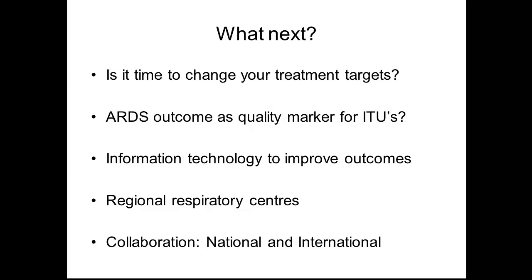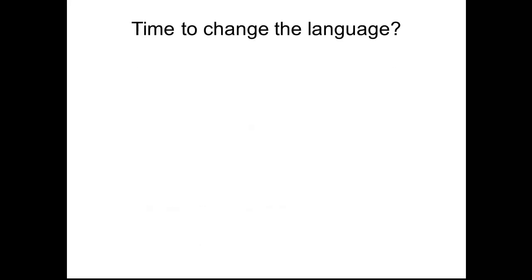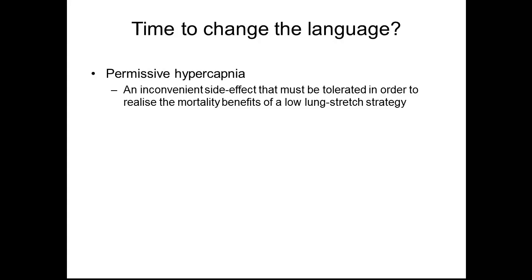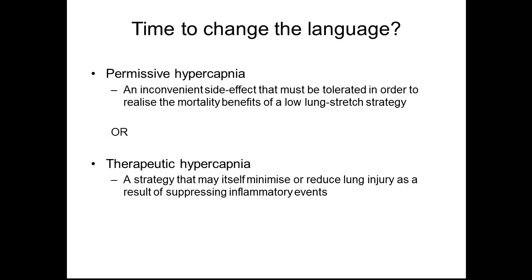So what next? Do we change our targets? Do we use outcome as a quality marker? Should we all be publishing, like the cardiologists or the cardiothoracic surgeons publish their data, on ARDS? Should we use information better? Regionalize our services? Is it time to change our language? We talk about permissive hypercapnia like it's an uncomfortable side effect. Or should we change it to therapeutic hypercapnia?